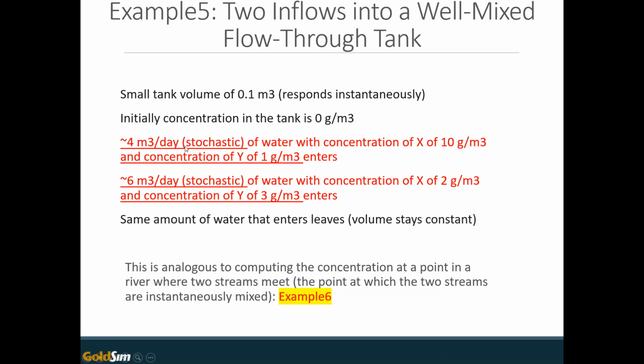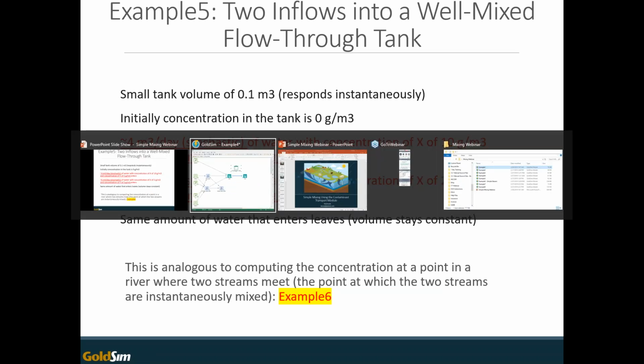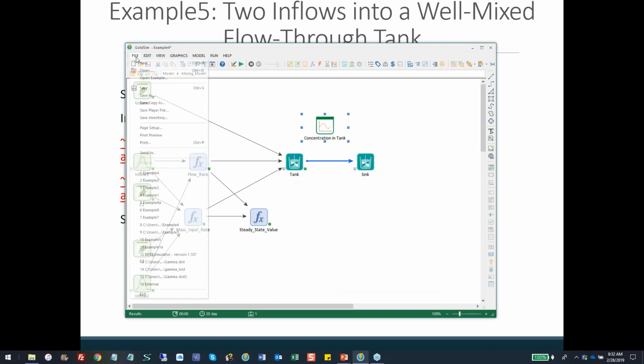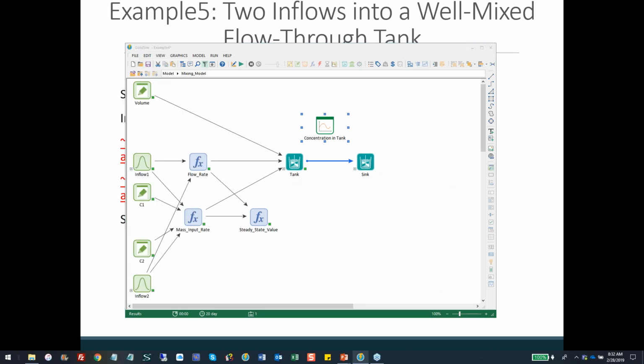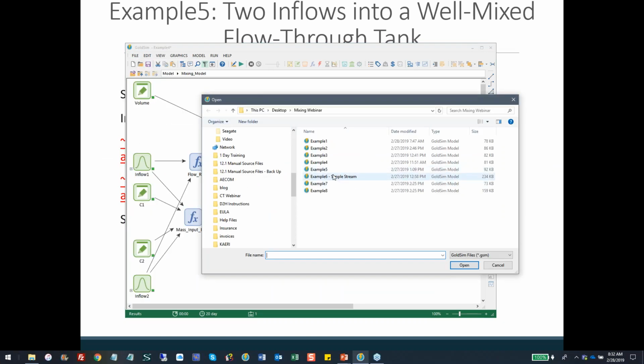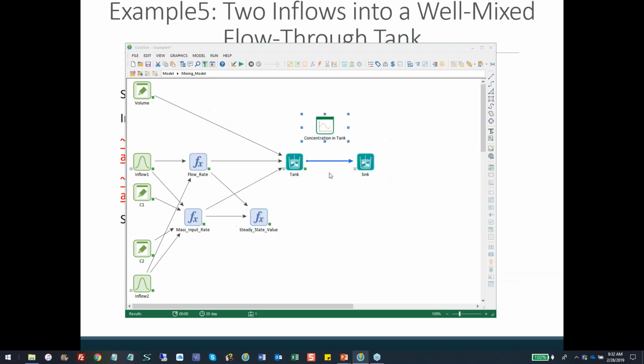So the first source has 4 cubic meters per day of water flow. X is at 10, Y is at 1. And the second source has 6 cubic meters per day, more or less, of water flow. X is at 2, Y is at 3. So GoldSim makes it very easy to do that. So if I wanted to simulate that particular system, I essentially do the following.